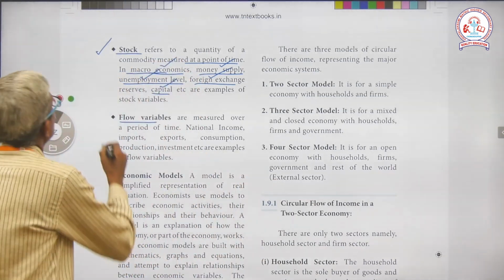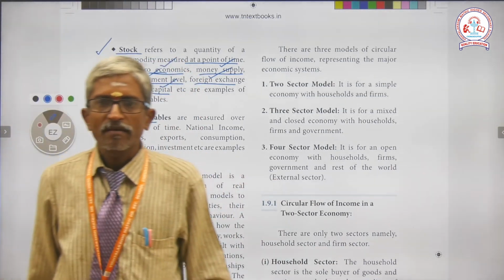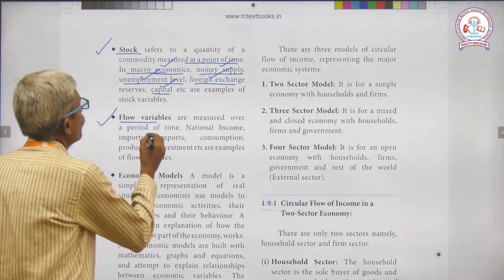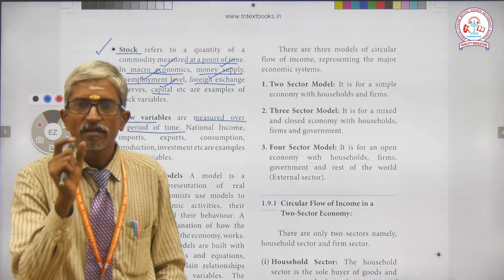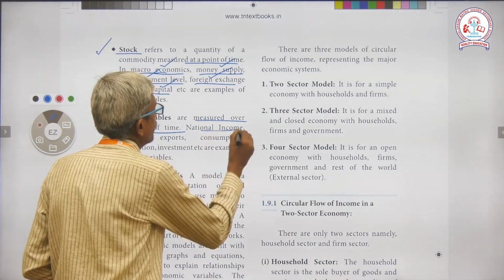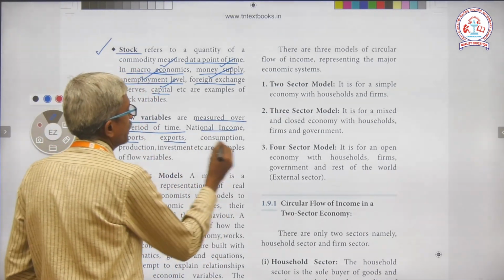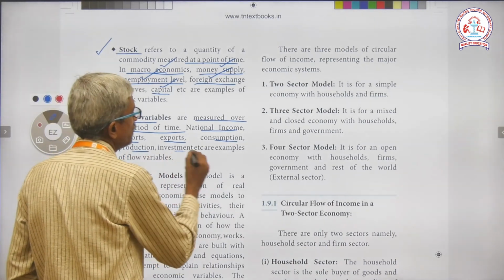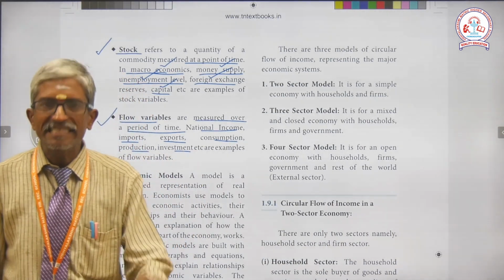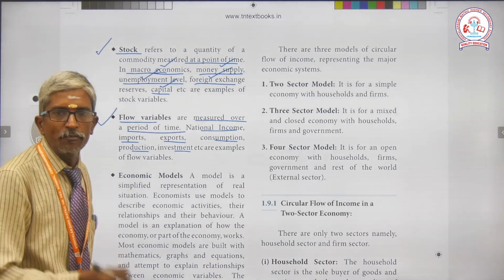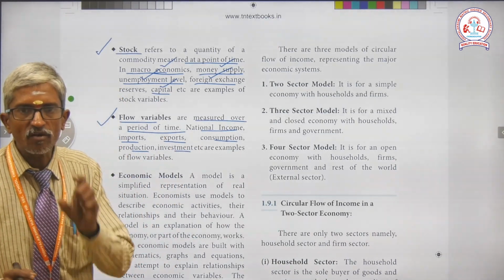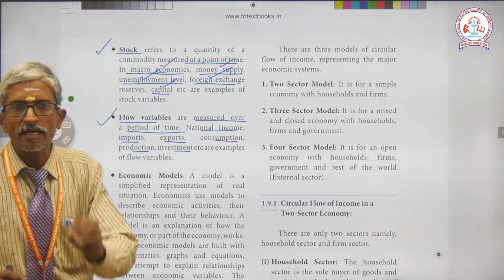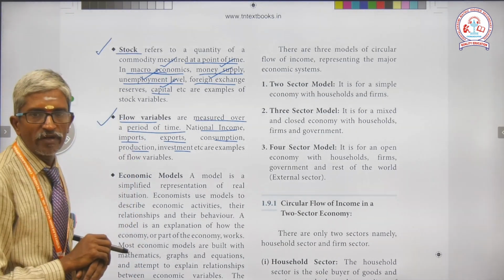That's all. Next, number 2, flow variable. It is a measurement over a period of time. Measured over a period of time. For example, what are the examples you can include? National income, import, export, consumption, production, investment. Very simple. Income. On the other hand, export and import. Next, production and consumption. Next, investment. That's all. These are all the 6 crystal clear examples under flow variable.